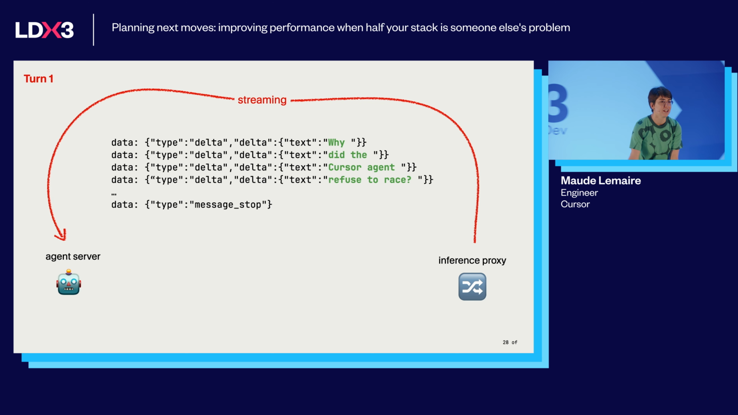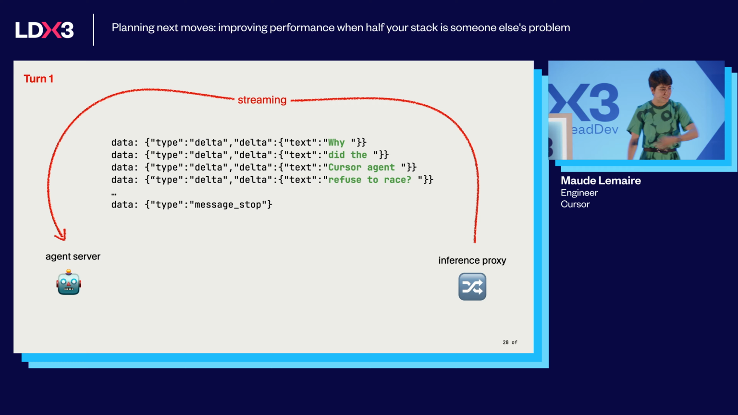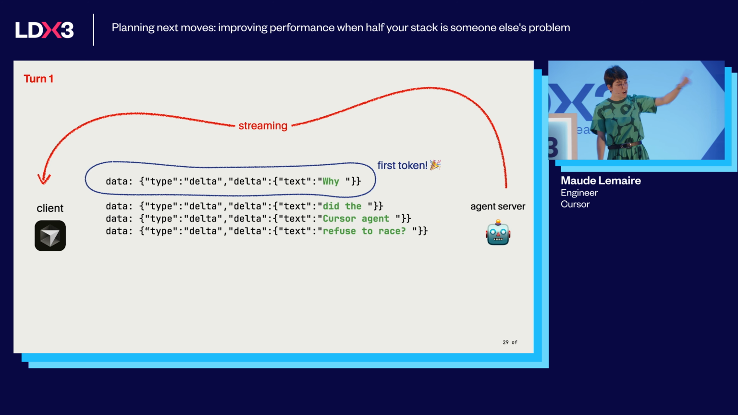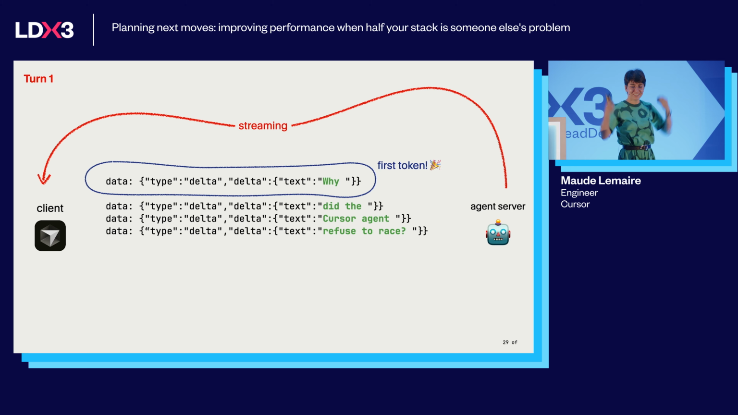And finally, we stream everything back. I know, it's taken a long time to get here. So we're streaming everything back, and that Y is the first token. That's what we are going to register on the client as the first token. We have done it. We have acquired a token.